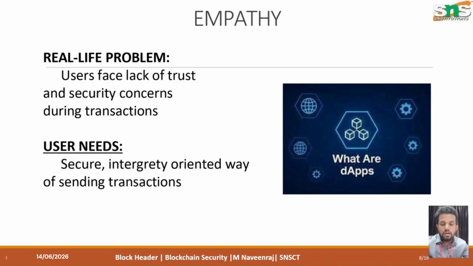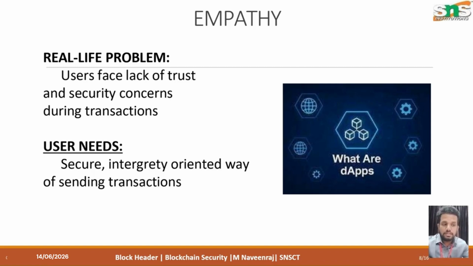Then the next field is the difficulty target. It defines how hard it is to mine a block and controls block generation speed. The next field is the nonce. It is a number the miner keeps changing. It is used to find a valid hash that satisfies the difficulty. This is the core of proof of work, that is the nonce.